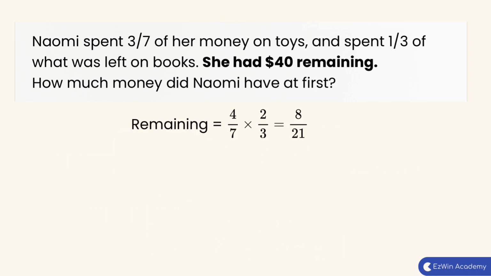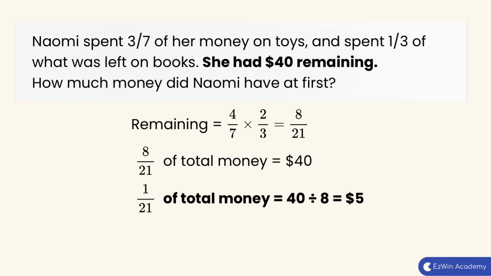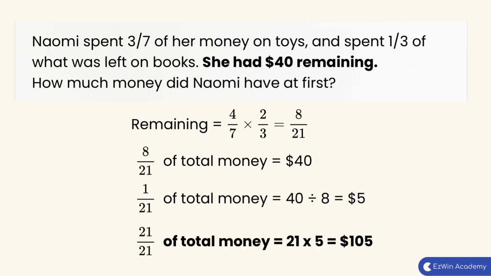Since the remaining is 8 out of 21, that means 8 out of 21 of the total money is equal to $40. So let's get 1 out of 21 of the total money, which is $5. To get the total money, which is 21 out of 21, we then multiply 5 with 21, which gives us $105. And that is how much Naomi had at first.